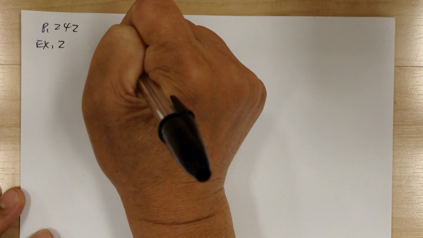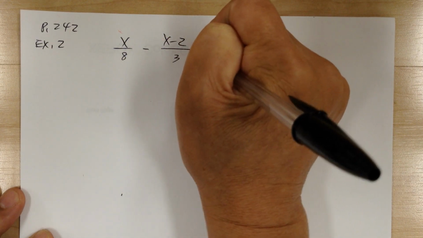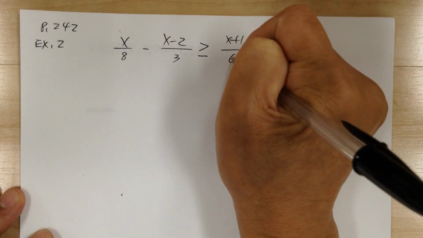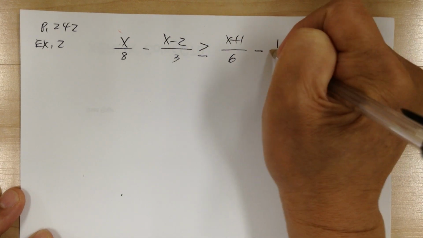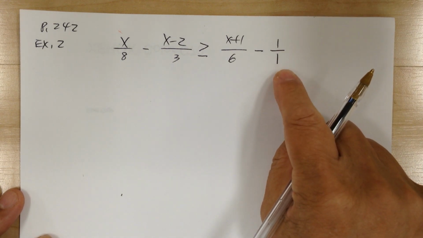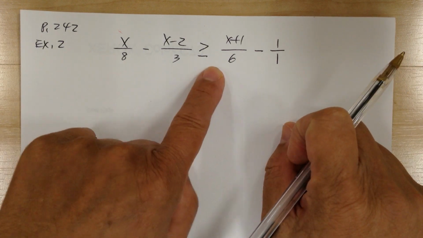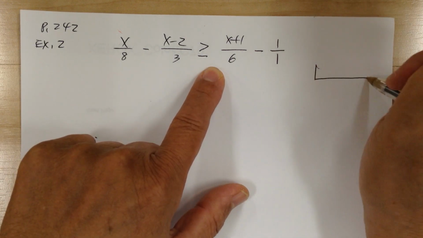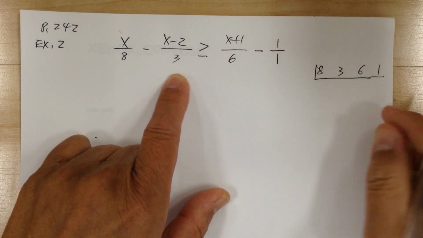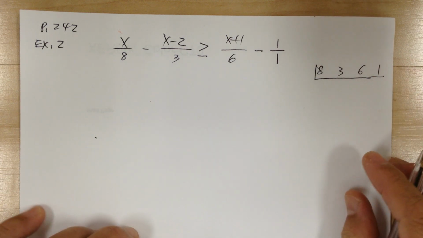You have x over 8 minus x minus 2 over 3 greater than or equal to x plus 1 over 6 minus. Now instead of just writing 1, I'm going to write 1 over 1, so it is more obvious what the numerator and the denominator are. Now you have to look for the LCD. So you have 8, 3, 6, and 1. You don't really have to worry about 1 because 1 doesn't do anything, but I'm just putting it there.